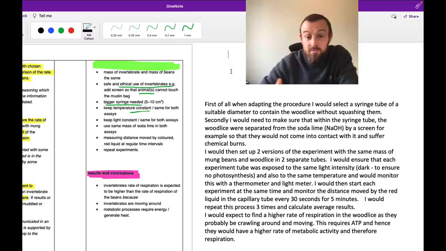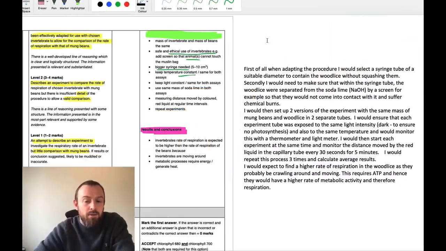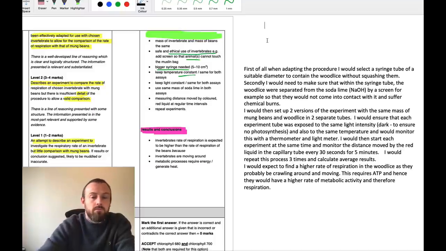I just reread my answer and I think I've missed out 1 or 2 points. Perhaps you could spot the things that I did miss out. But this would get 6 marks because it's a detailed description of the experiment and how I would adapt it, plus it gives the expected results with an explanation. Okay, so there it is. Pause and have a look. And now we're going to move on with the rest of the paper.